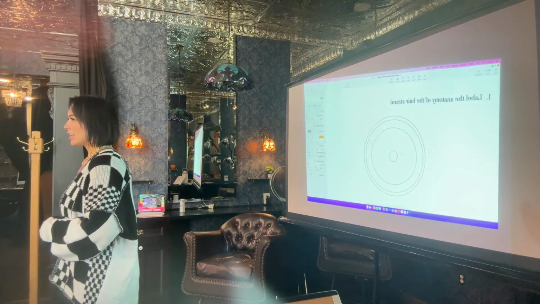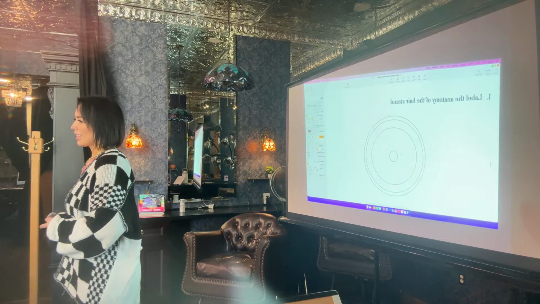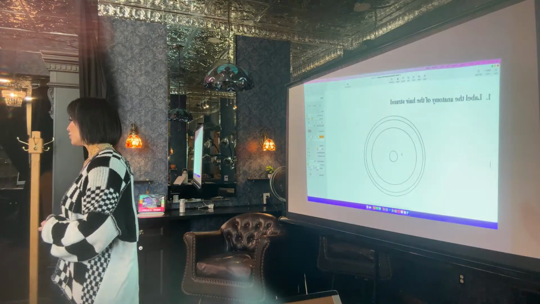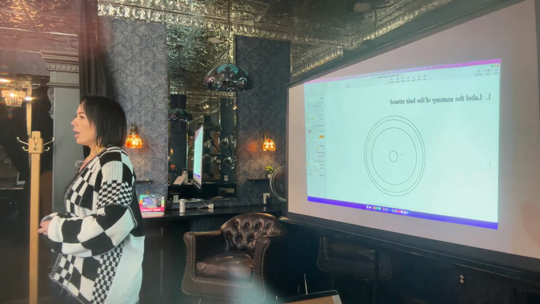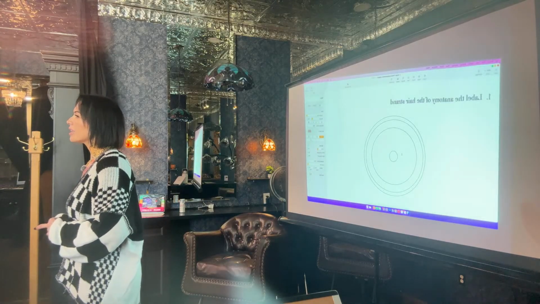Any other tips? Any other review? The K layer provides a platform for the cuticle to lay down on. Yes, the K layer is the platform that the cuticle lays down on and is attached to. Any other little notes about hair anatomy? Yes, Miss Vix.